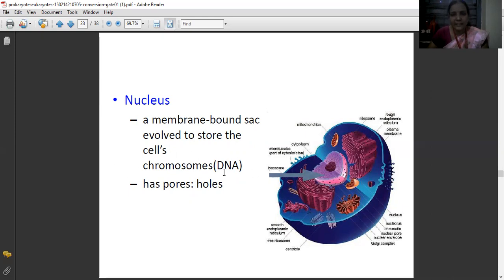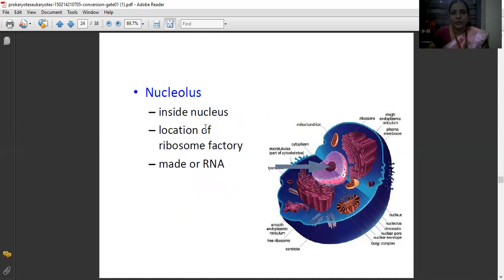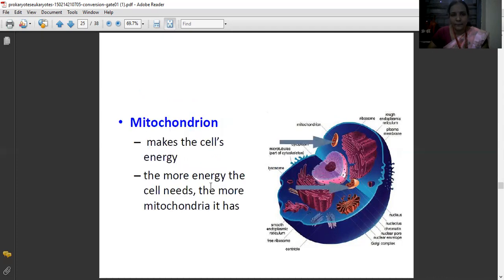Then inside the cytoplasm, centrally located, mostly the nucleus is present, and inside the nucleus, the nucleolus is there, and inside it chromosomes, meaning DNA, is present. It has a nuclear membrane, with pores or nuclear holes. Then the nucleolus is present. This small tiny dense body inside the nucleus is called the nucleolus. It is the location of the ribosome factory, made up of RNA.